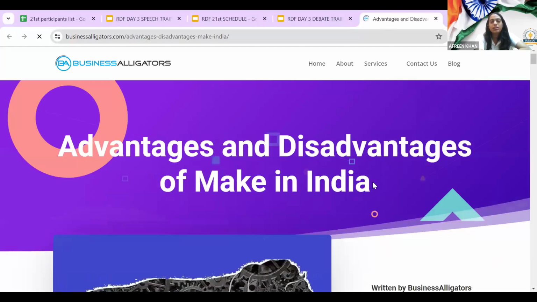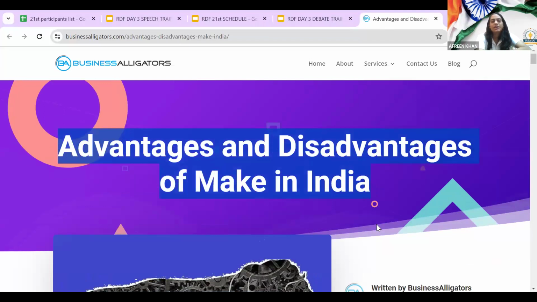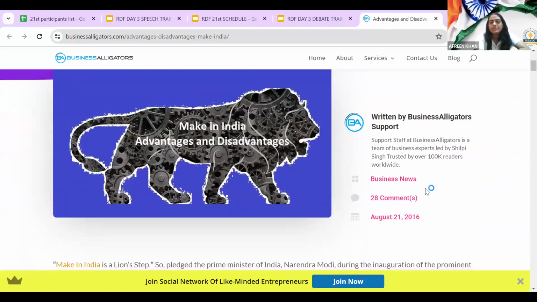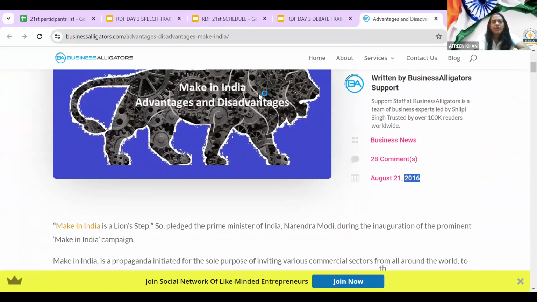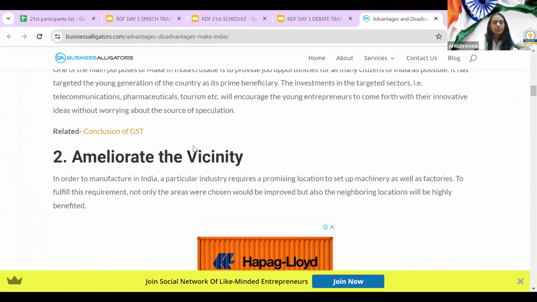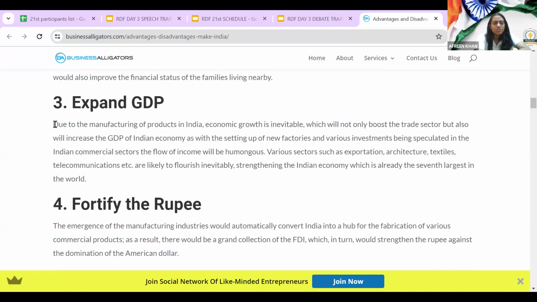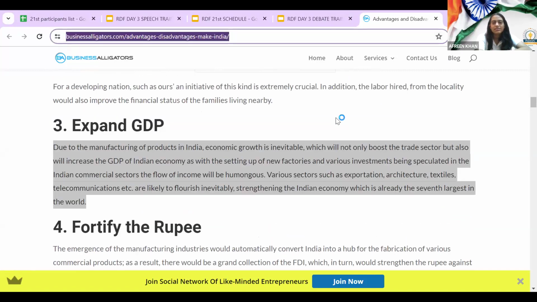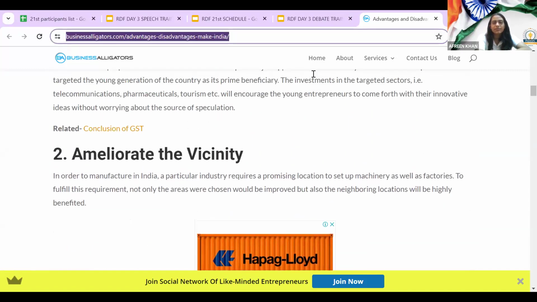So for example, this is the title of the article, Advantages and Disadvantages of Make in India. This is Business Alligators, the source. This is the writer, Shilpi Singh. This is the year when it was written. I think it was para 10. So here is the para that I actually copy pasted. This is the entire paragraph, and this is your URL. This is how you make your evidence cards. I hope this is clear.